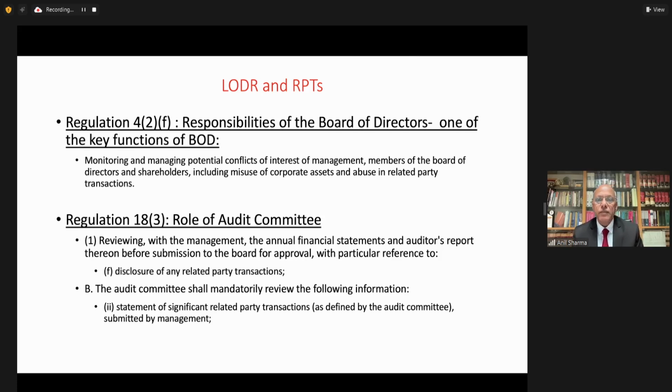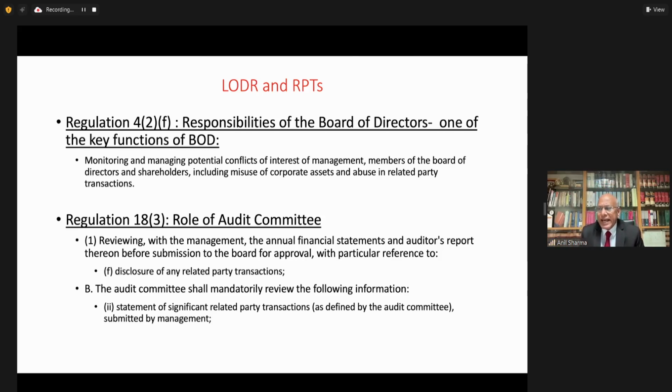So it means whether they have documentary evidence, which would be available from their minutes, whether they have examined and monitored the managing of potential conflict of interest of management. Here they are talking about management and members of the board also, as well as the shareholders, and misuse of corporate assets and abuse in related party transactions. So all these aspects.